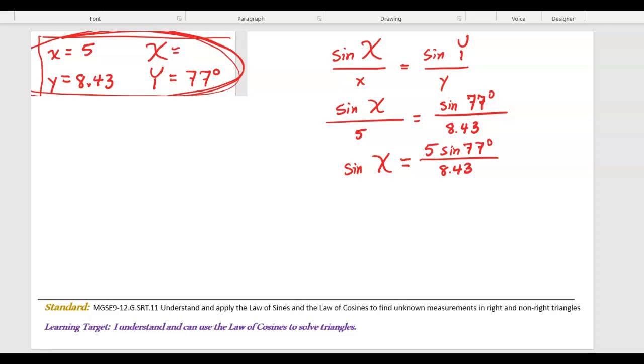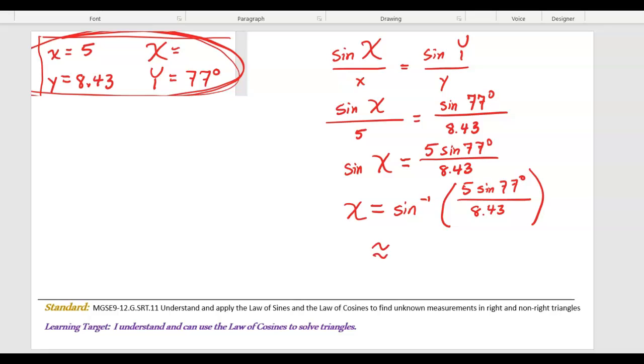Take the sine inverse of both sides. So x will equal sine inverse of all that: 5 times sine of 77 degrees over 8.43. Remember, you can approximate, rewrite, approximate, rewrite. I don't like to do that because then the accuracy of my solutions is off.